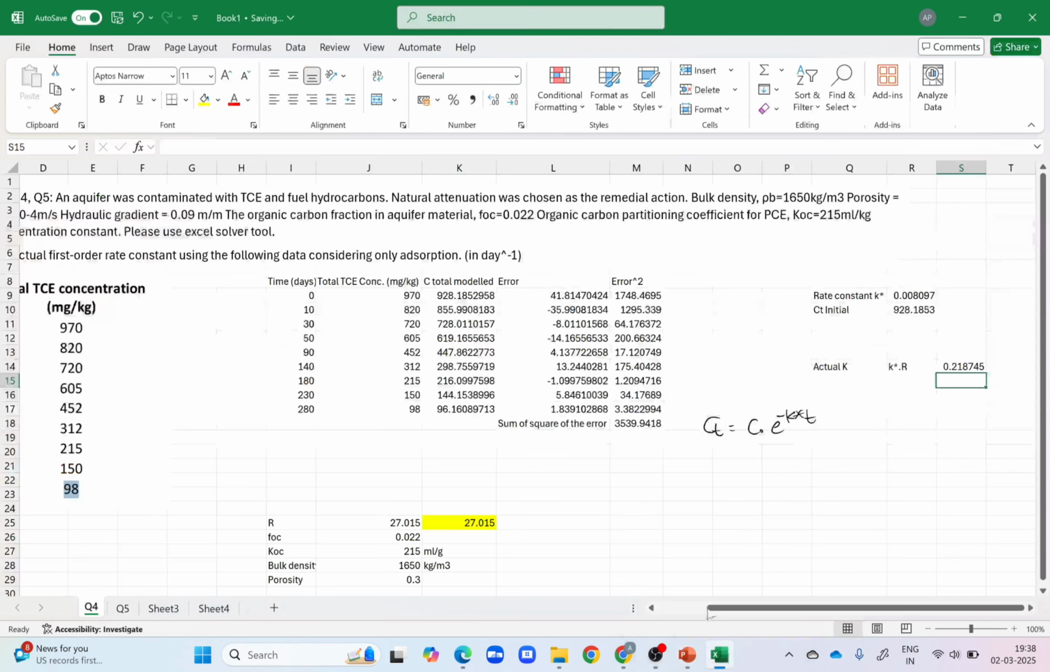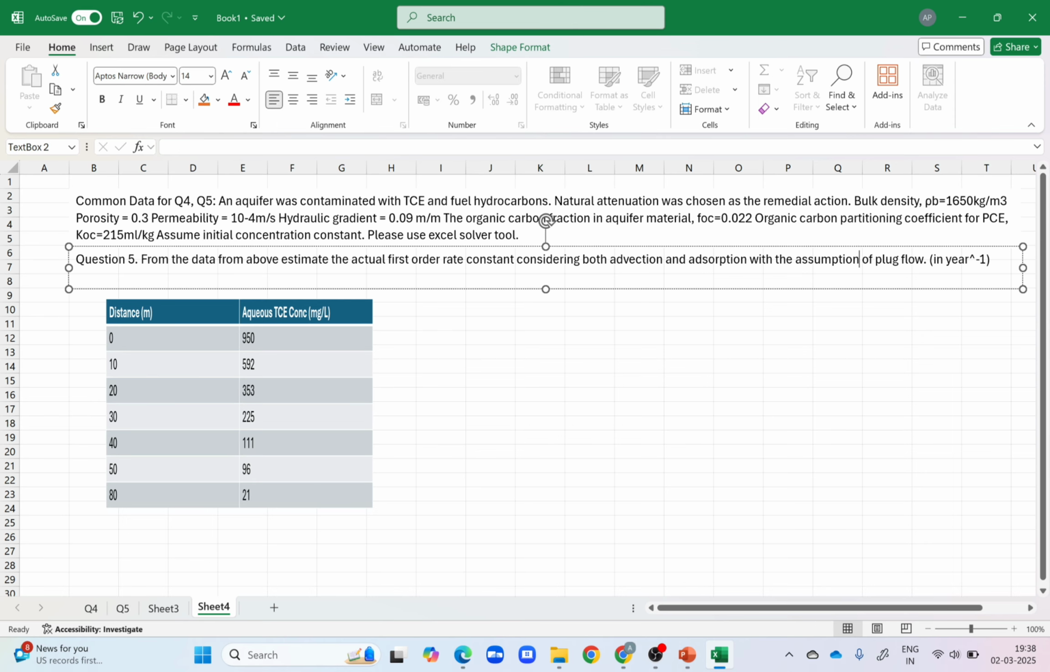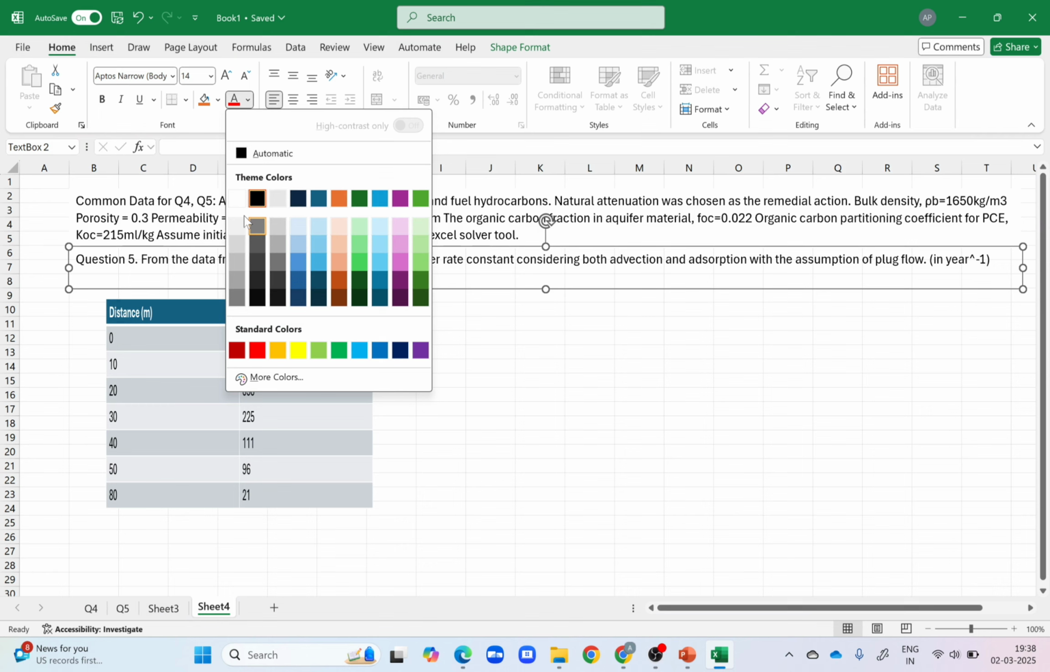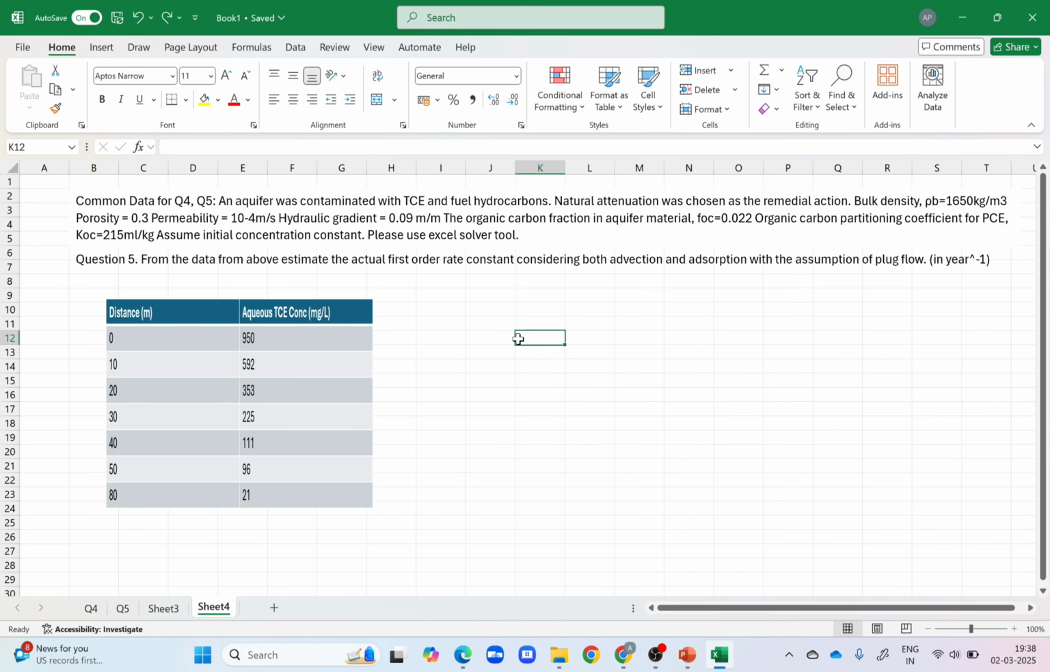So now let's move to the second part of this question. This is question number 5. The question statement is the same. We have to estimate, from the data above, the actual first order rate constant considering both advection and adsorption, with the assumption of plug flow. So we have to find out the rate constant considering both advection and adsorption.